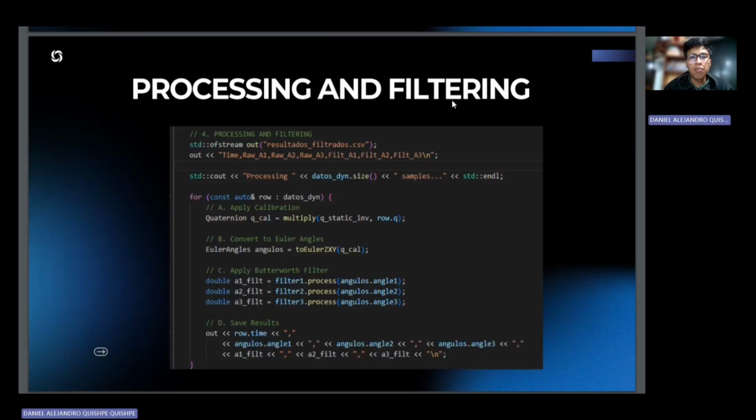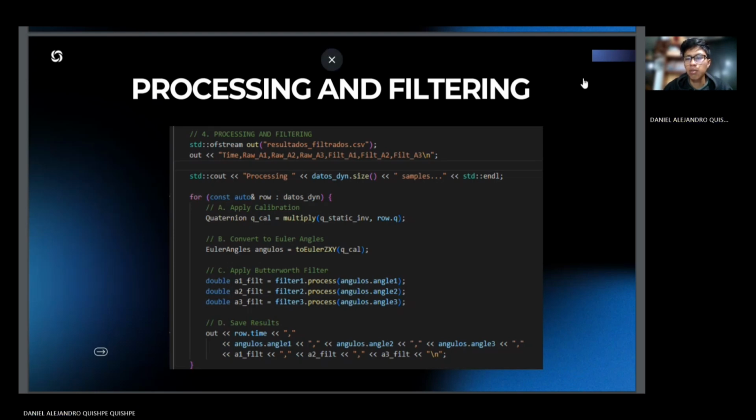And finally, processing and filtering. We load the dynamic data and remove invalid zeros. Next, we compute the static inverse. After that, each sample is calibrated. And finally, it is sent to the Butterworth filter so only clean and correct data is processed.